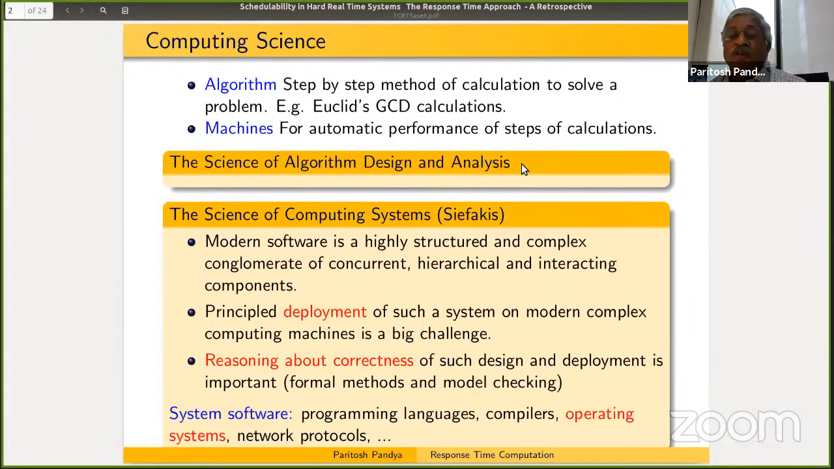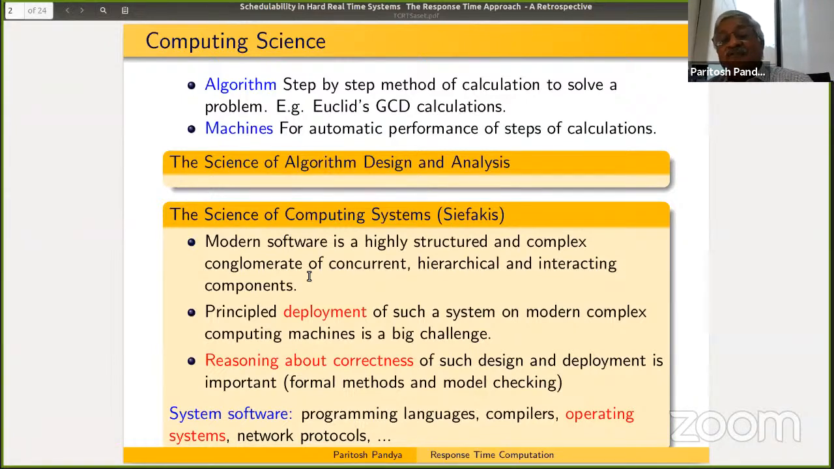And software and computing systems at large are amongst the most complex artifacts designed by mankind. Your Windows operating system has over 70 million lines of code. This is a figure I heard a few years ago. Your word processor is over 3 million lines of code. Your TV has over 20 million lines of code. These things are huge and complex. They are not some sort of crystal lattice of statements. These are highly organized, highly complex objects. So modern software is a highly structured and complex conglomerate of concurrent, hierarchical, and interacting components, which is designed to serve specific purposes. And design of such software is challenging.